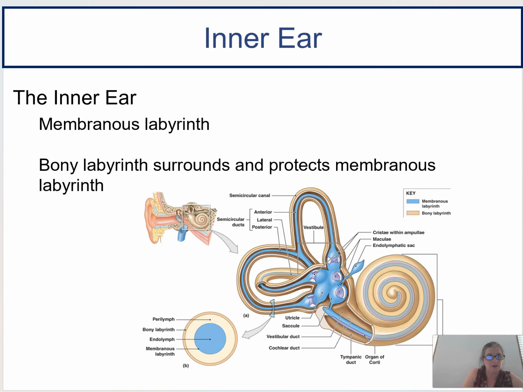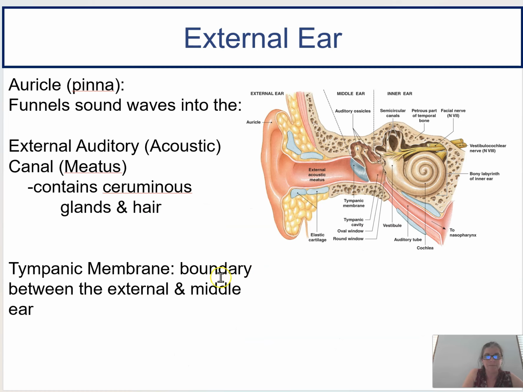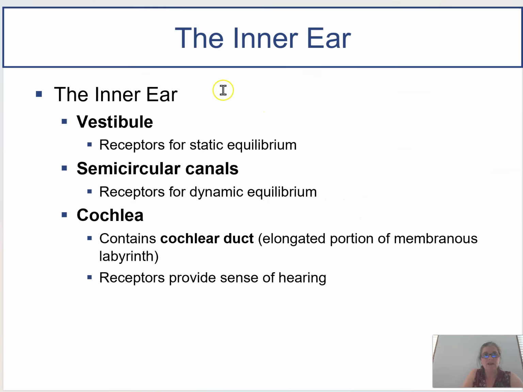If I come back to this picture, well, it's not the best picture. Let me go to the picture of the ear for a moment. The cochlea always looks kind of like a coiled snail shell. The vestibule's in the middle, and you can't miss the semicircular canals. So they each are going to have specific functions. The vestibule, static equilibrium, so like movement on one plane, like standing and sitting or walking. The semicircular canals, spinning. Dynamic equilibrium is spinning equilibrium.